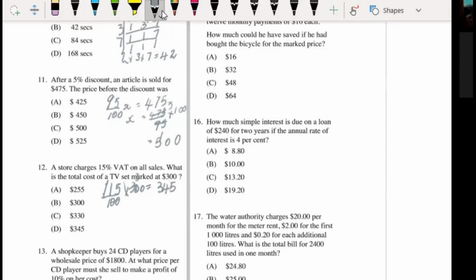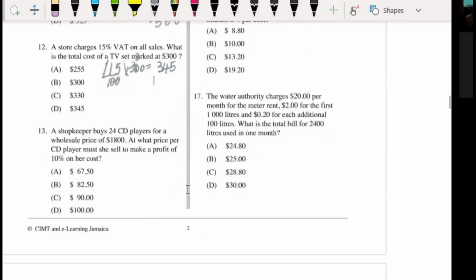Okay, question 13. A shopkeeper buys 24 CDs for a wholesale price of $1,800. At what price per CD must he sell it to make a profit of 10%? All right. What I will do first is just to find the cost of one CD. To find the cost of one CD, divide the total cost divided by 24.